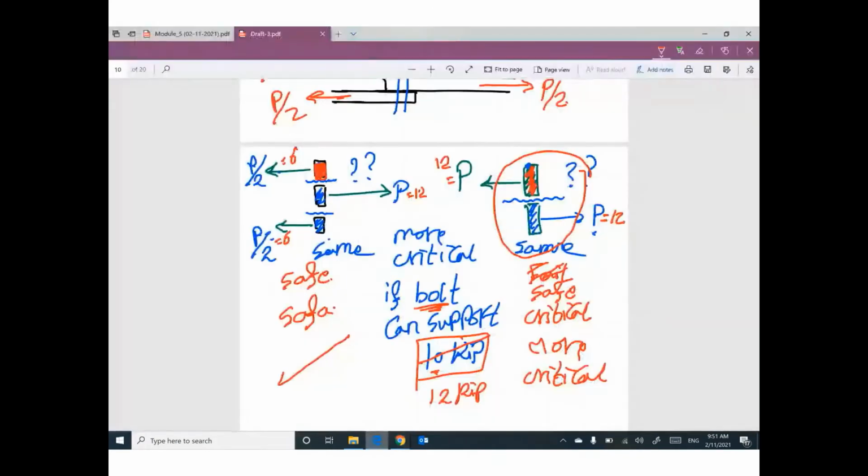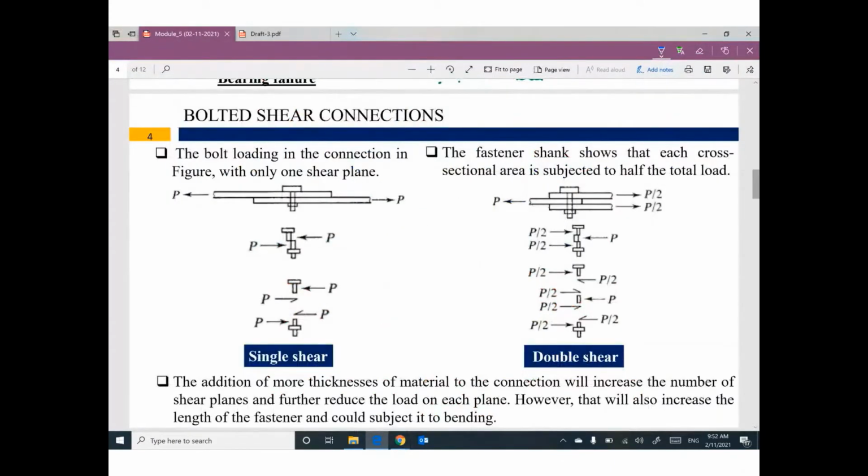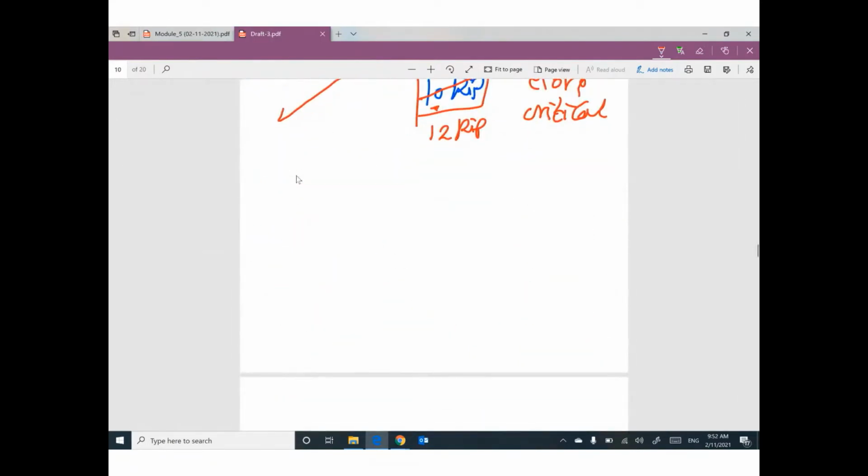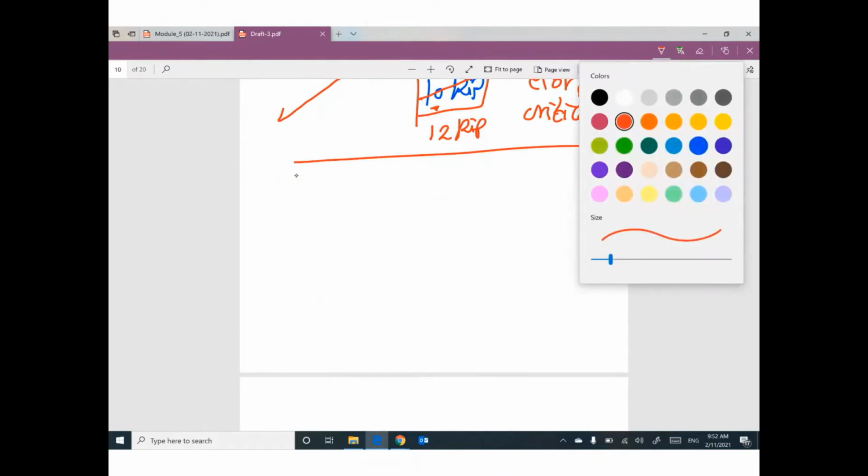Okay? So guys, just to keep in your mind, sometimes we have something called single shear. Sometimes it is called double shear, based on how many parts you are connecting and how many planes of shear the bolt will be sheared off. Okay? Just to keep it in your mind, we have single shear and we have double shear. Guys, we remembered and we learned.